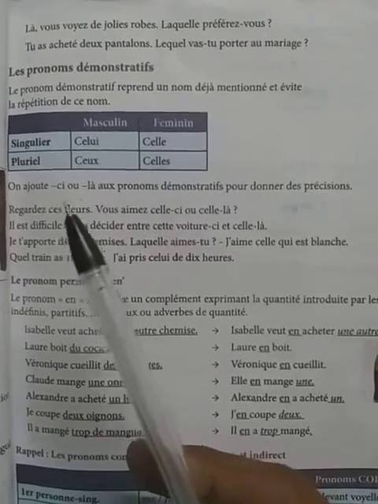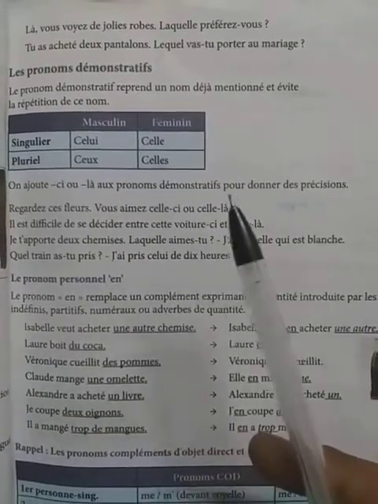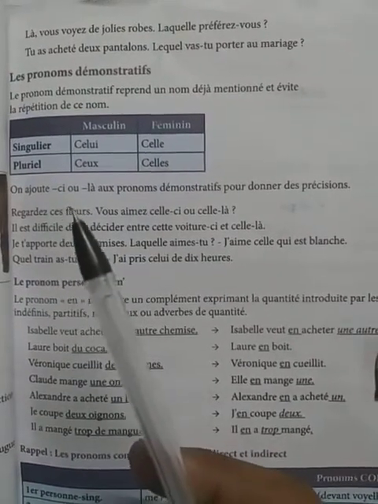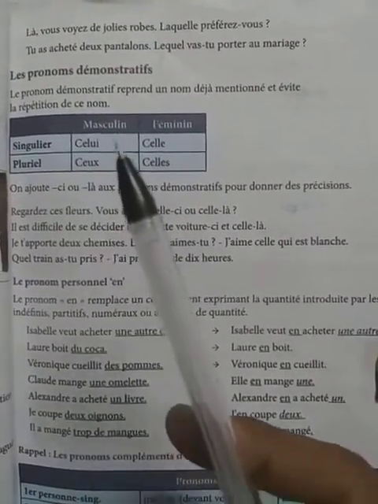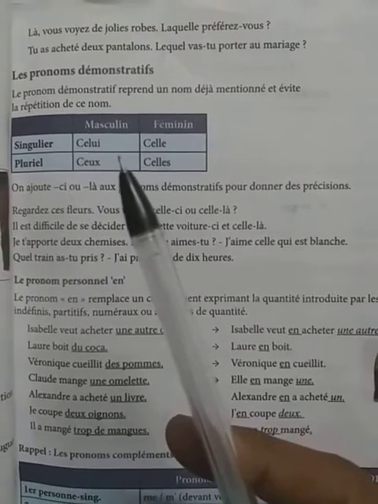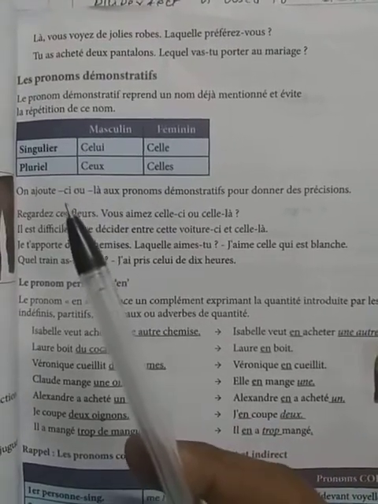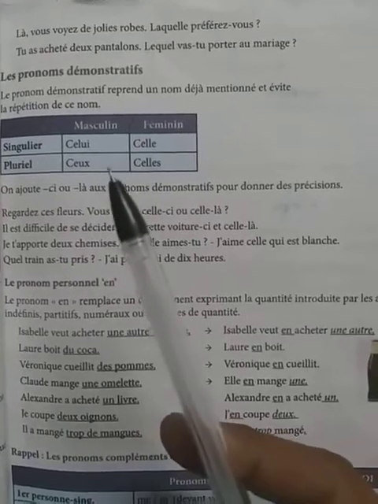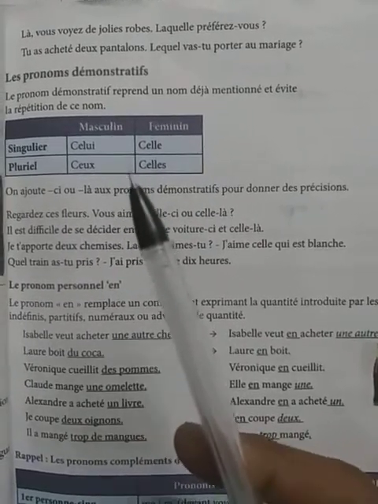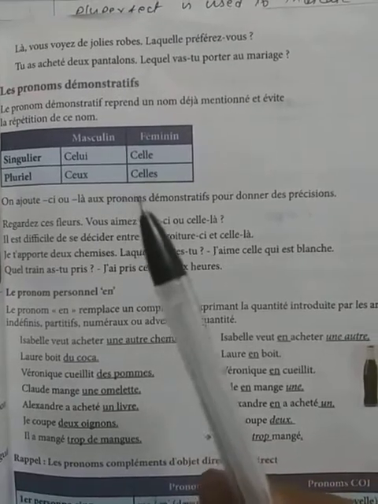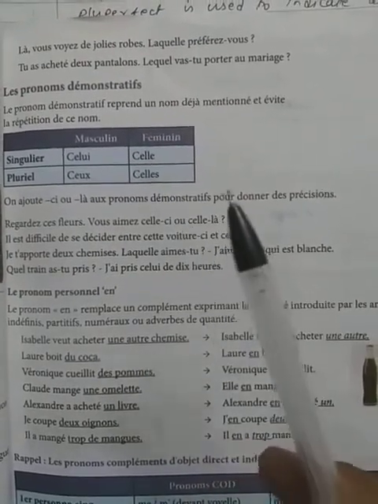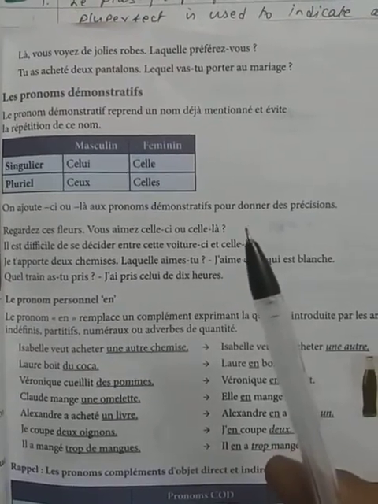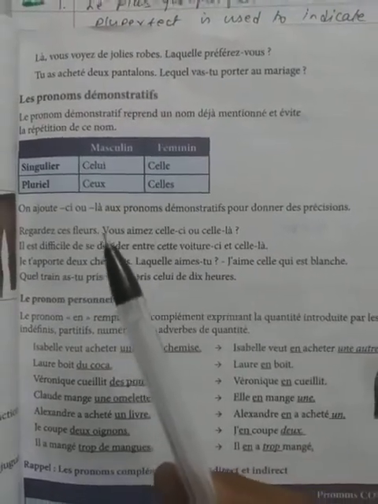On ajoute ci ou là au pronom démonstratif pour donner des précisions. Sometimes these suffixes are added to these pronouns. Sometimes in the context, these suffixes ci, then là are added to these demonstrative pronouns. Why? To make it clear, to give clear precision to point out things precisely. You have to use these suffixes. That's all the difference.